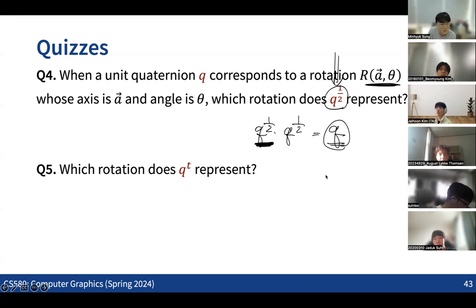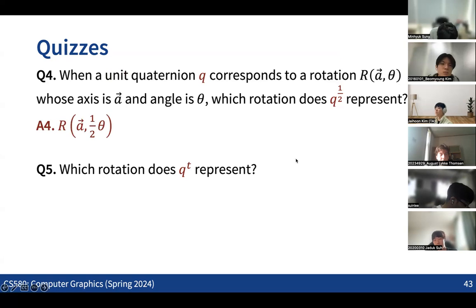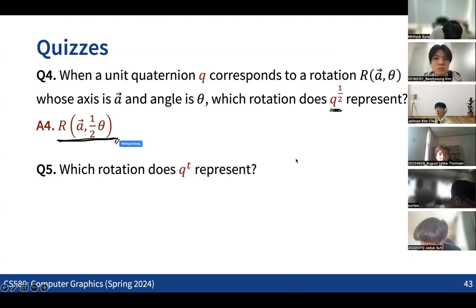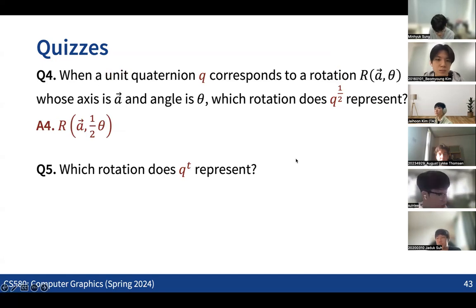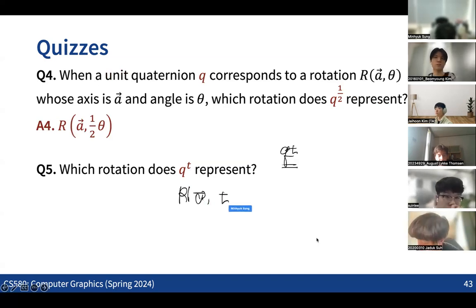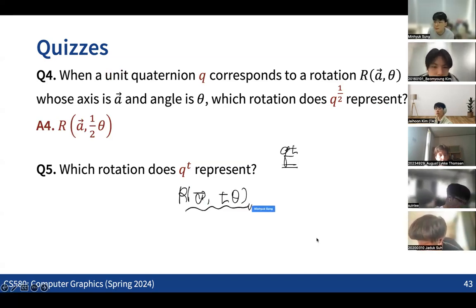It's kind of clear, I think, even without some kind of proof. But what you can see is that the square root of the quaternion should represent the halfway rotation, with half of the angle while having the same axis. You can also check this out in more formal definitions. We can also generalize this fact: if we have Q to the T, this is the rotation R with the same axis and T times theta. Okay. Is everything clear?